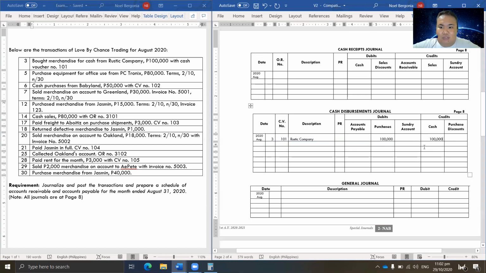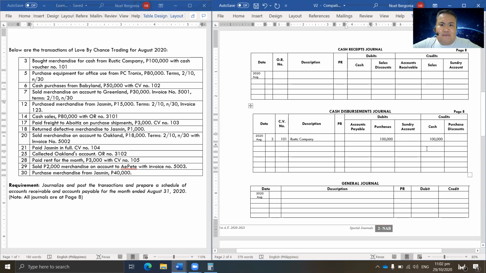So the next question here is, do we need to post this immediately to our general ledger, or even to our subsidiary ledger? First question is on the general ledger. If you have input an amount on the columns that you can find in any of the special journals, you need not post it immediately unless it affects the sundry account. As you can see, there is no affected sundry account. So we will not post it to our general ledger.